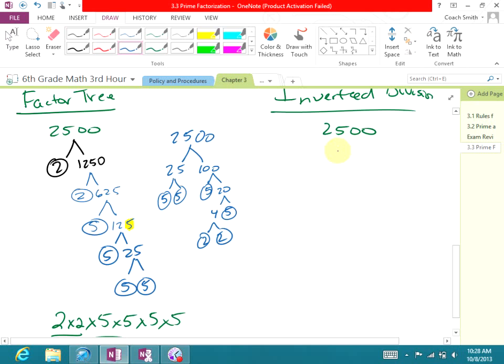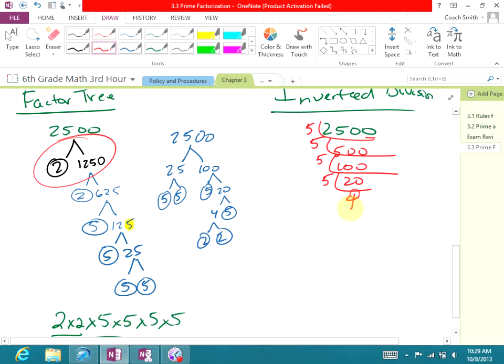Okay. Now, inverted division was basically what we did here. Inverted division, you could start with 2, but I also can start with 5. Because 5 is prime. And I know 5 goes into it because it ends in a 0. 5 goes into that 500 times. 5 goes into that 100 times. 5 goes into that 20 times. 5 goes into 20 4 times. Okay, 5 no longer goes into 4, but 2 does.